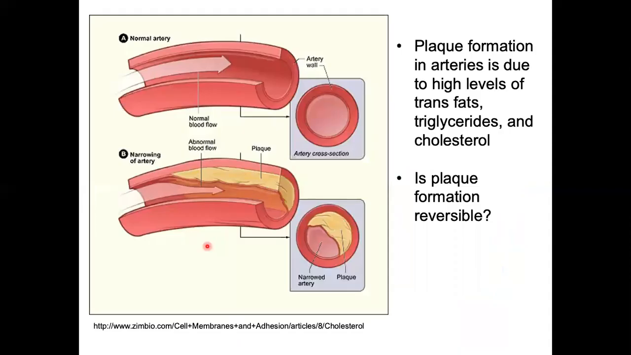Okay, here's a normal artery on the top, A, and B is narrowing of the artery due to plaque formation. What is that plaque from? From trans fats, cholesterol, and high sugar in the diet. The sugar is going to cause inflammation or locally acting chemicals to start this whole process. You're going to deposit the trans fats in this region, and cholesterol is going to stick to it.